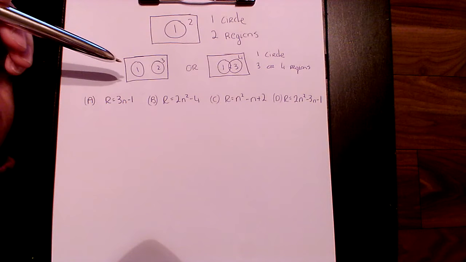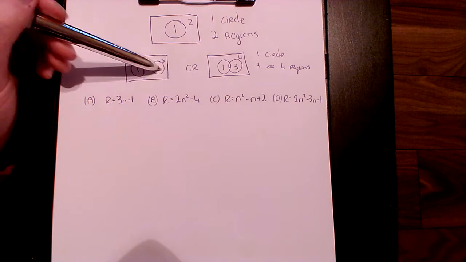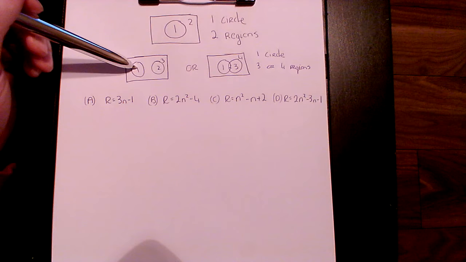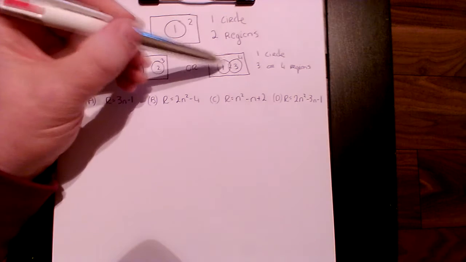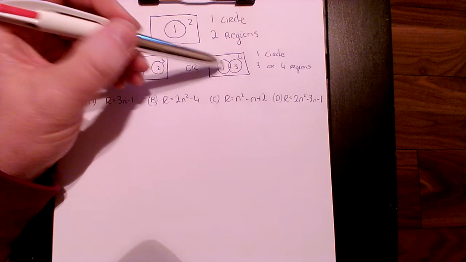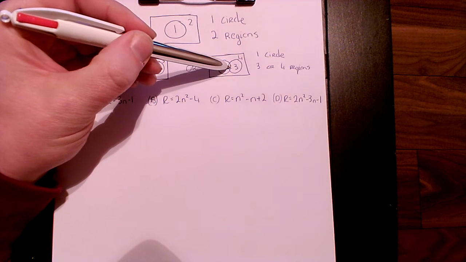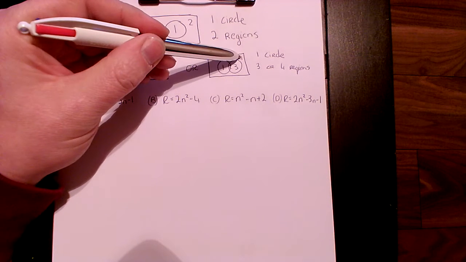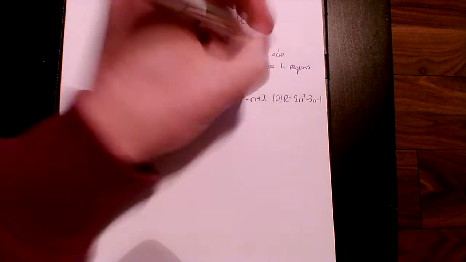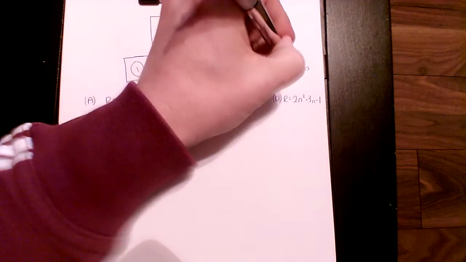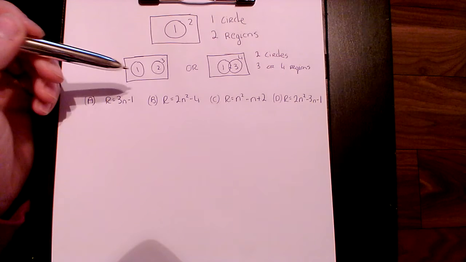If we draw two circles, two things can happen. If we draw two circles like this, we can have three regions: inside this circle, inside this one, and outside. And if we draw the circles overlapping each other, we can have four regions. We can have this bit, the bit in the middle, this bit, and this bit. So up here, one circle gives two regions. Down here, two circles can give us three or four regions.